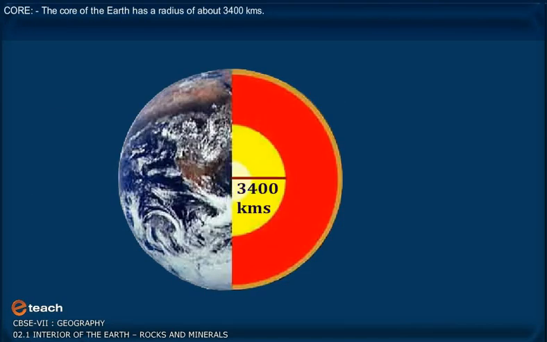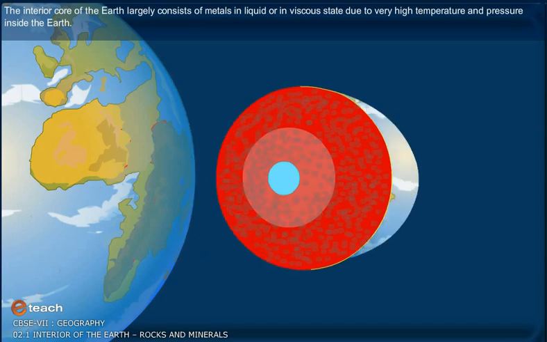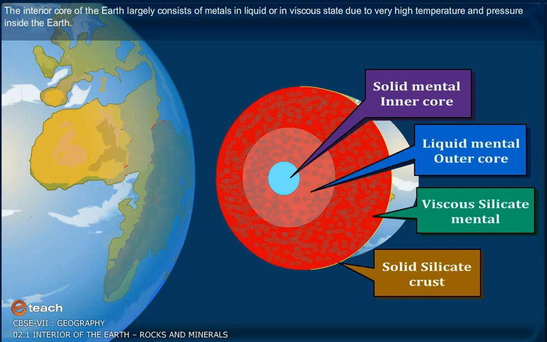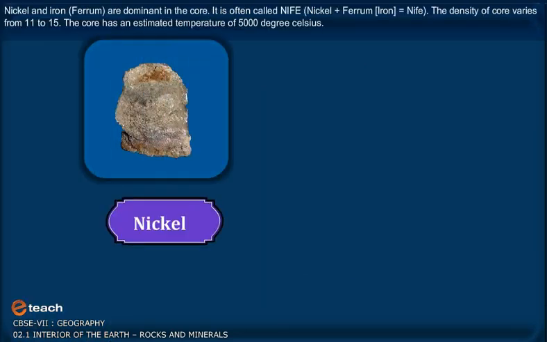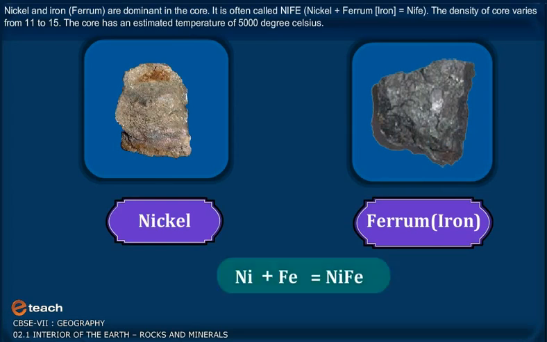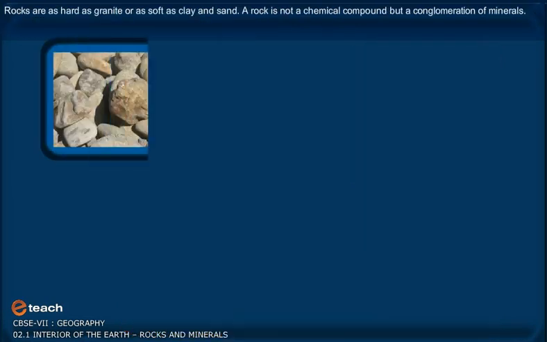Core. The core of the earth has a radius of about 3,400 kilometers. The interior core of the earth largely consists of metals in liquid or in viscous state due to very high temperature and pressure inside the earth. Nickel and iron, ferrum, are dominant in the core. It is often called nife. Nickel plus ferrum equals nife. The density of core varies from 11 to 15. The core has an estimated temperature of 5,000 degrees Celsius.